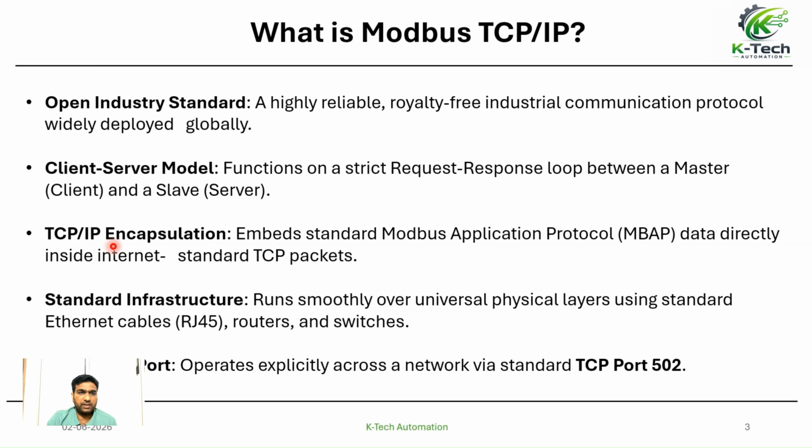Okay, TCP/IP encapsulation. So we need to define the TCP/IP, and it goes directly inside the Ethernet and standard TCP packet data used for sending and receiving. So standard infrastructure, no other infrastructure is required. It runs smoothly over the universal physical layer using the standard Ethernet cable, RJ45, routers and switches. And the dedicated port operates explicitly across a network via the standard TCP port 502. This is the standard port for the protocol.